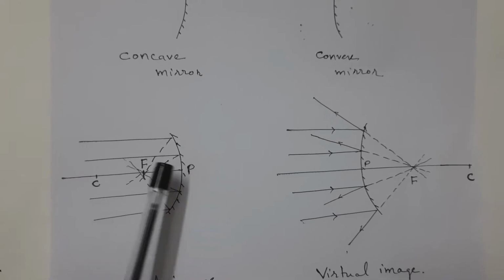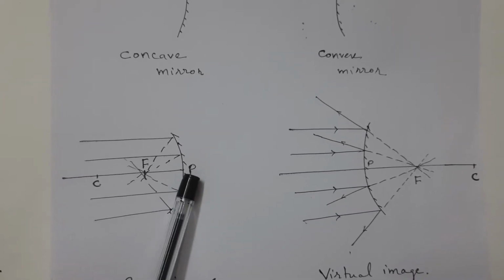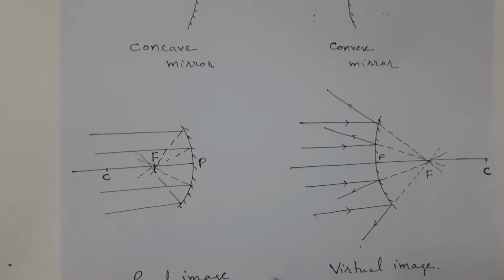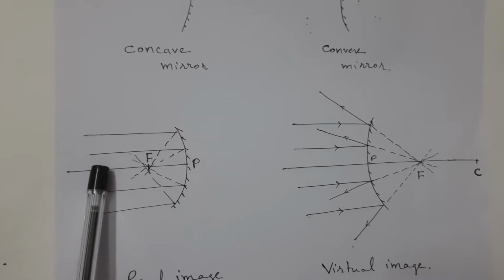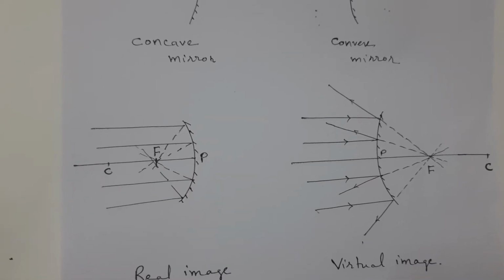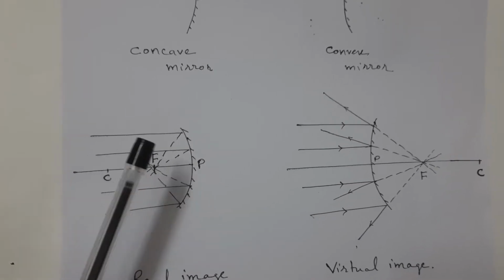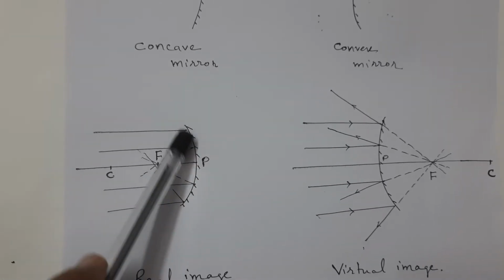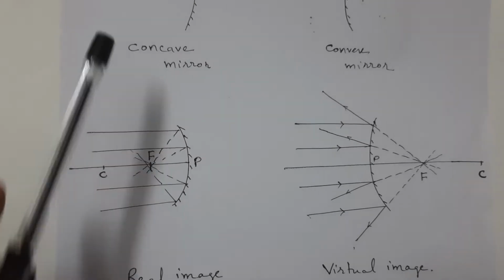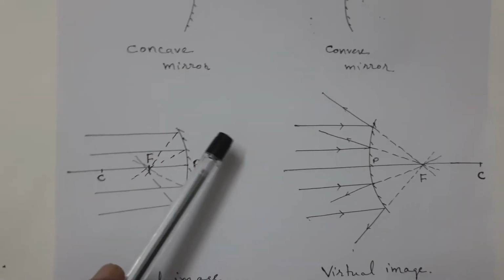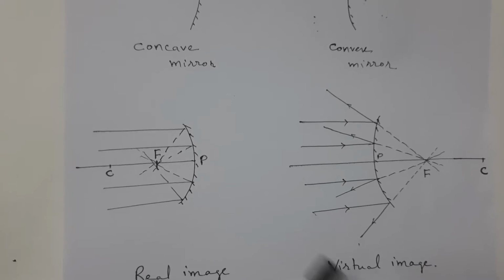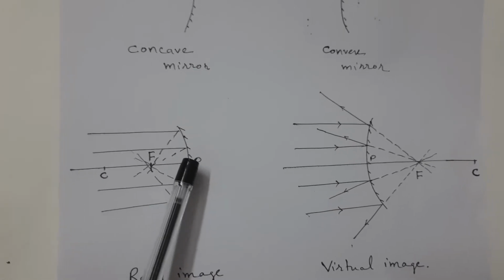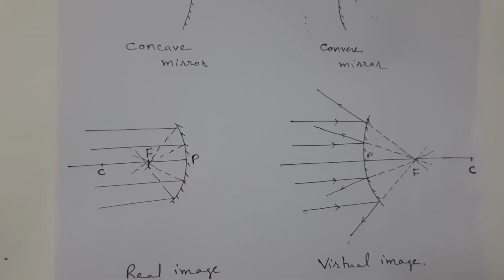The distance between P and F is known as focal length. The distance between the pole of the mirror and principal focus is known as focal length. The distance between P and center of curvature, that we call the radius of curvature. Why do we call it a radius of curvature? Now this is actually a part of a sphere. If I complete this particular circle, then this will become a sphere. So this is a part of a sphere from which this particular mirror is cut. So certainly it has some center, and that we call the center of curvature. So the distance between P and C, we call the radius of curvature.